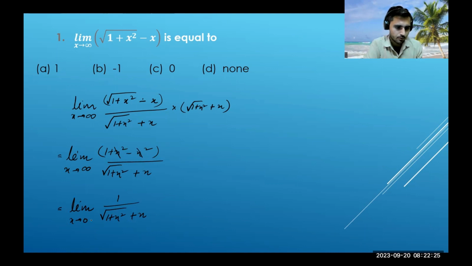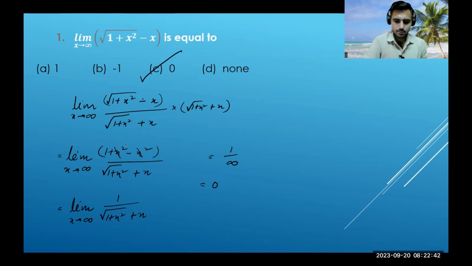Now we can put the limit. So we'll put the limit here, x tends to infinity. So we'll get 1 upon infinity, which means just 0. Right? So we have answer C. Next question.